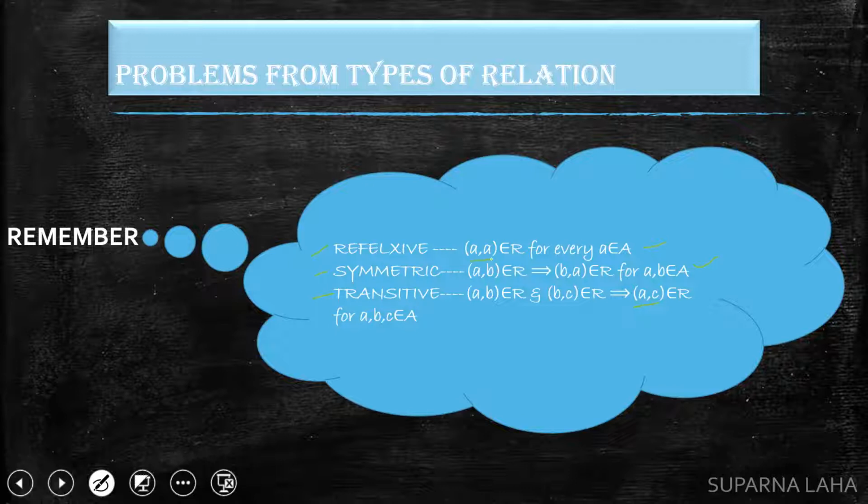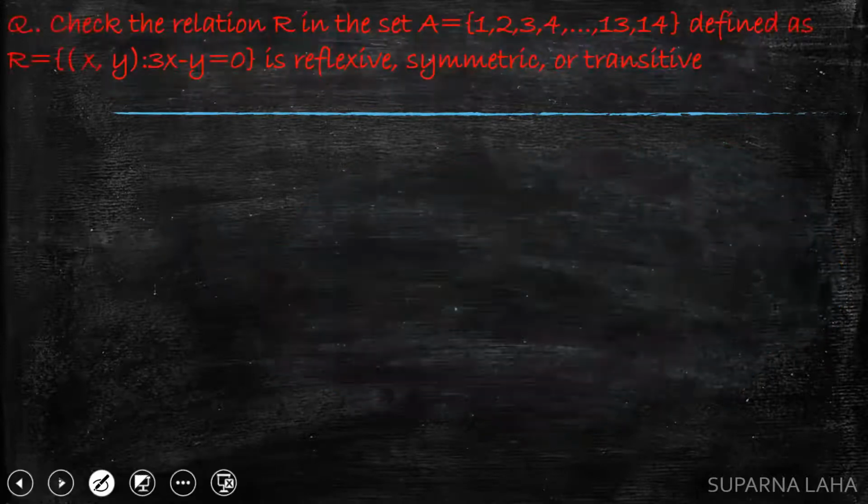This ordered pair belongs to the relation for every A belongs to A is called reflexive property. Symmetric property is if A comma B belongs to the relation, it will imply B comma A also belongs to the relation, hence it's a symmetric property. And transitive property: A comma B and B comma C belong to the relation, and if it implies that A comma C also belongs to the relation, hence it's a transitive relation. So here is your first problem.